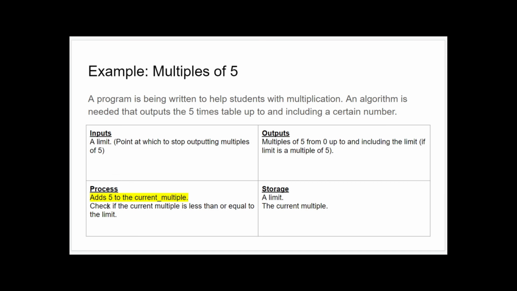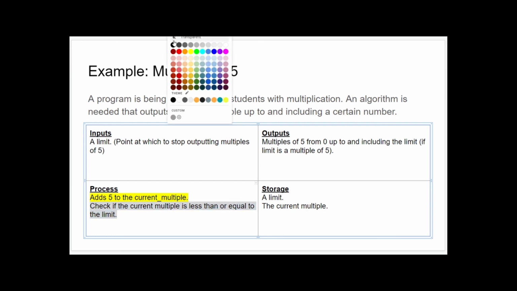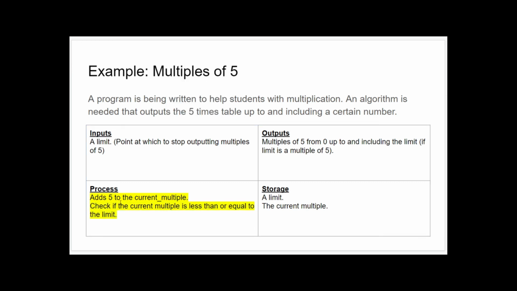And then I need to look at the second process here, and think about whether that needs to be repeated. It will need to be repeated because every time my loop executes, in order to know whether I need to stop, I need to check if the current multiple is less than or equal to the limit. So that's going to need to be repeated as well. And by highlighting the processes that need to be repeated, it will help you when you come to representing the algorithm using a flowchart, pseudocode, or Python code to know which processes need to be included as part of your loop.